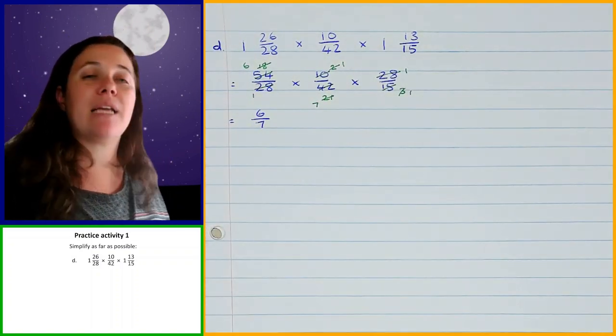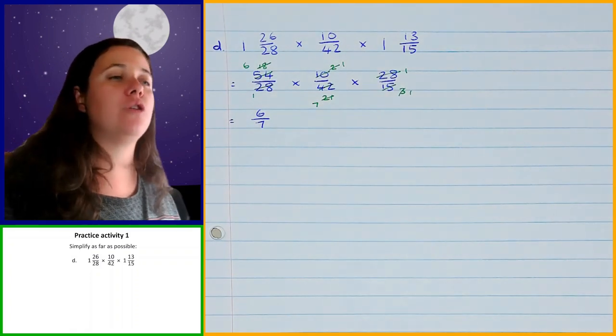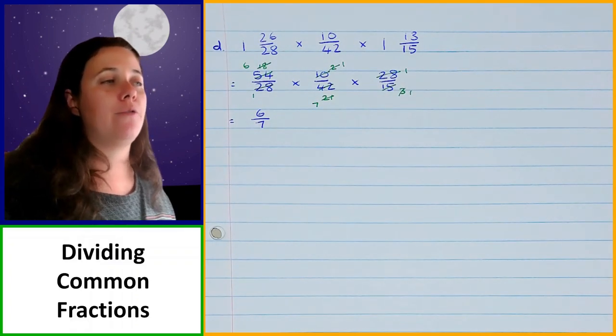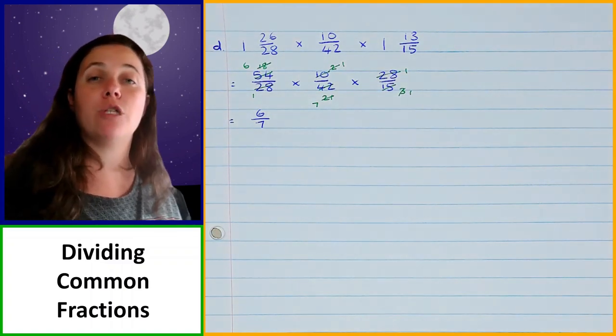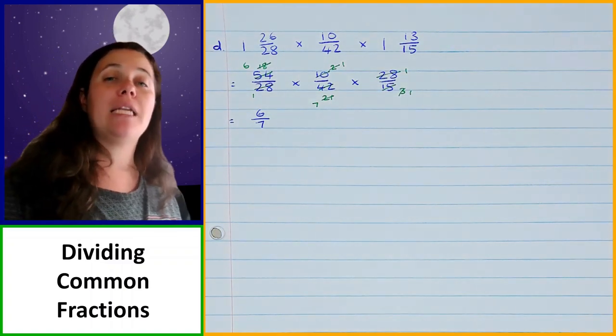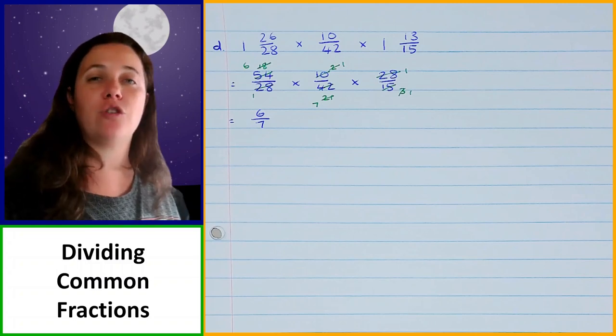That's how we do multiplication. Now we're going to go on to dividing common fractions. Now, dividing common fractions is going to work in a very similar way to multiplying common fractions. We're going to end up doing the same thing, but there's something special we have to do first.